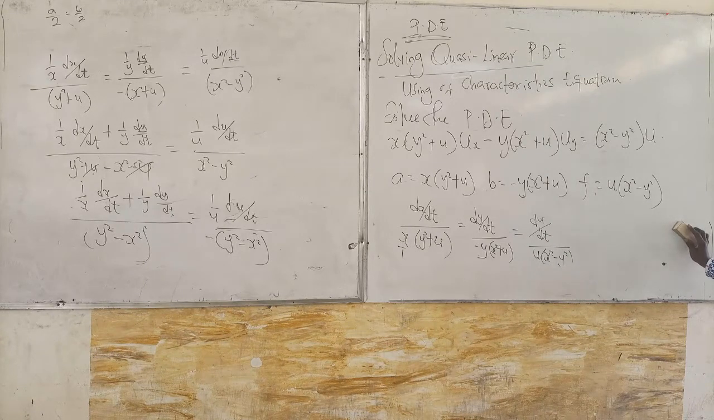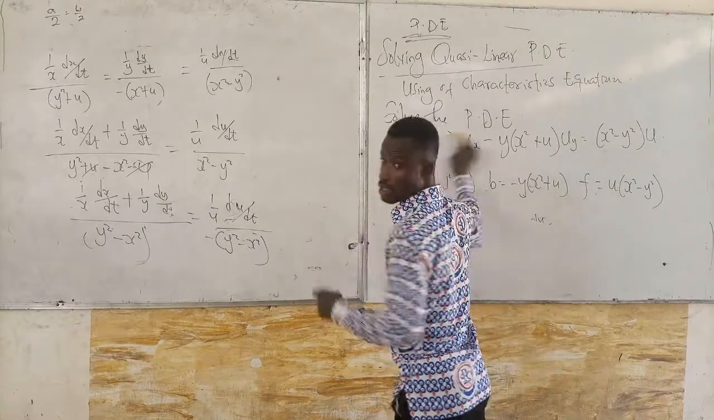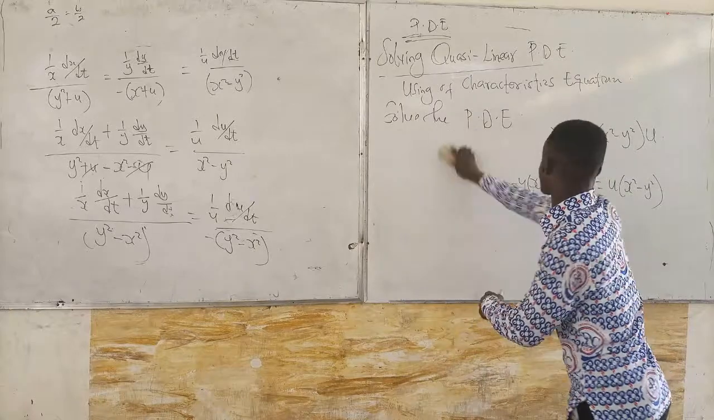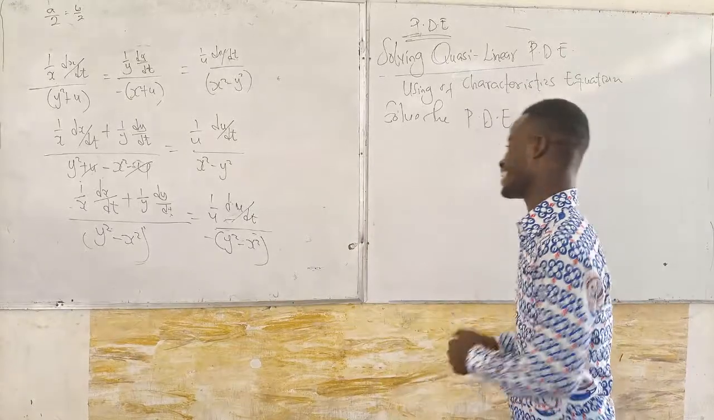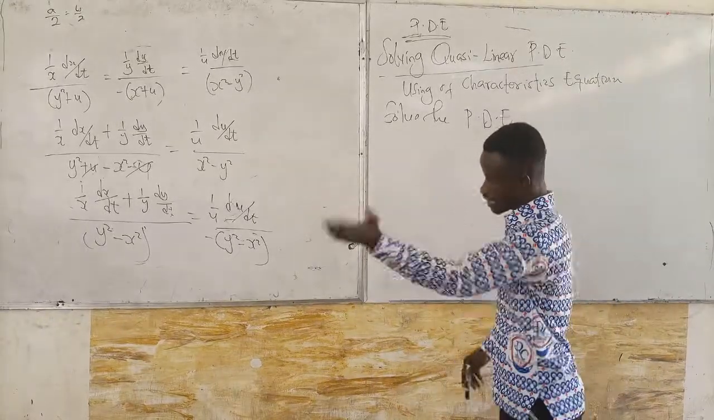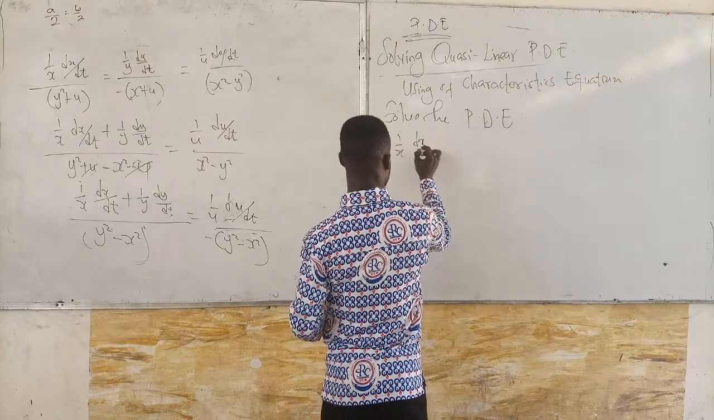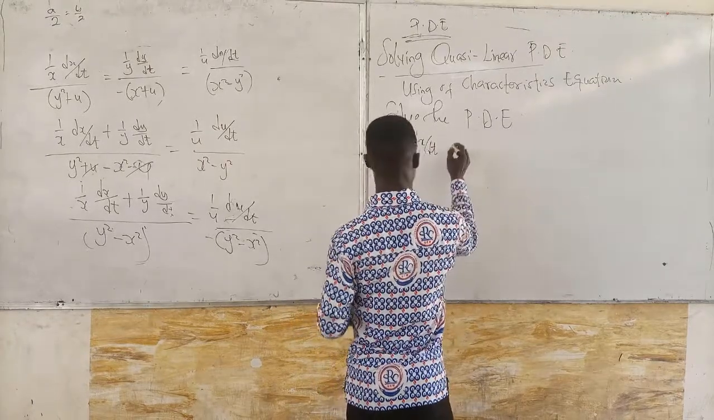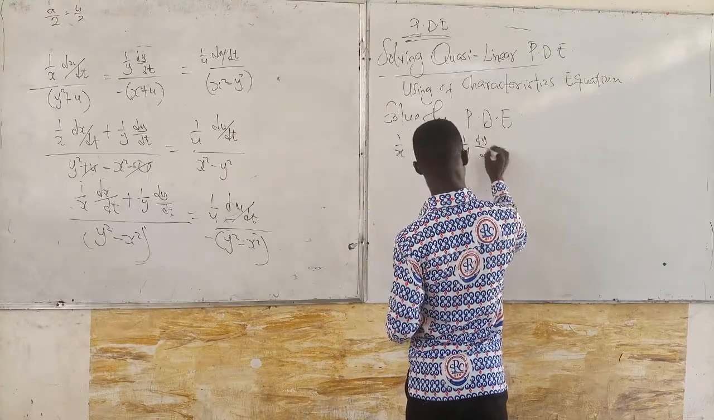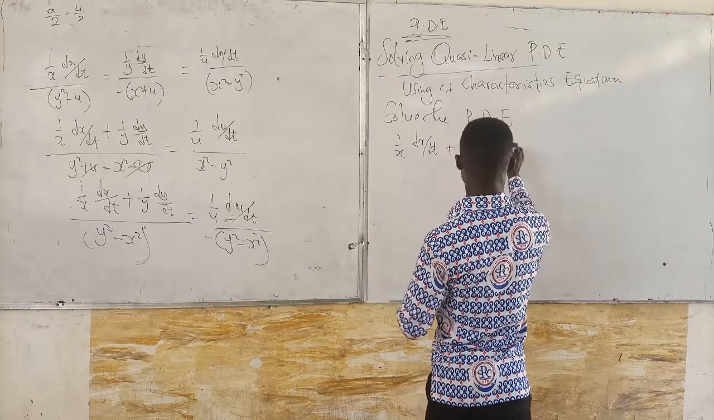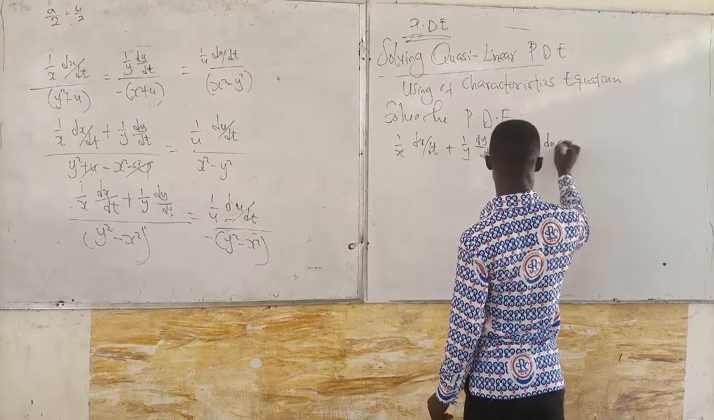Please, can I clean it? Okay. This type of question. In fact, let's move on. So now here, everything goes. So 1 over x, ds/dt, plus y, 1 over y, dy/dt, equals negative 1 over u, du/dt.